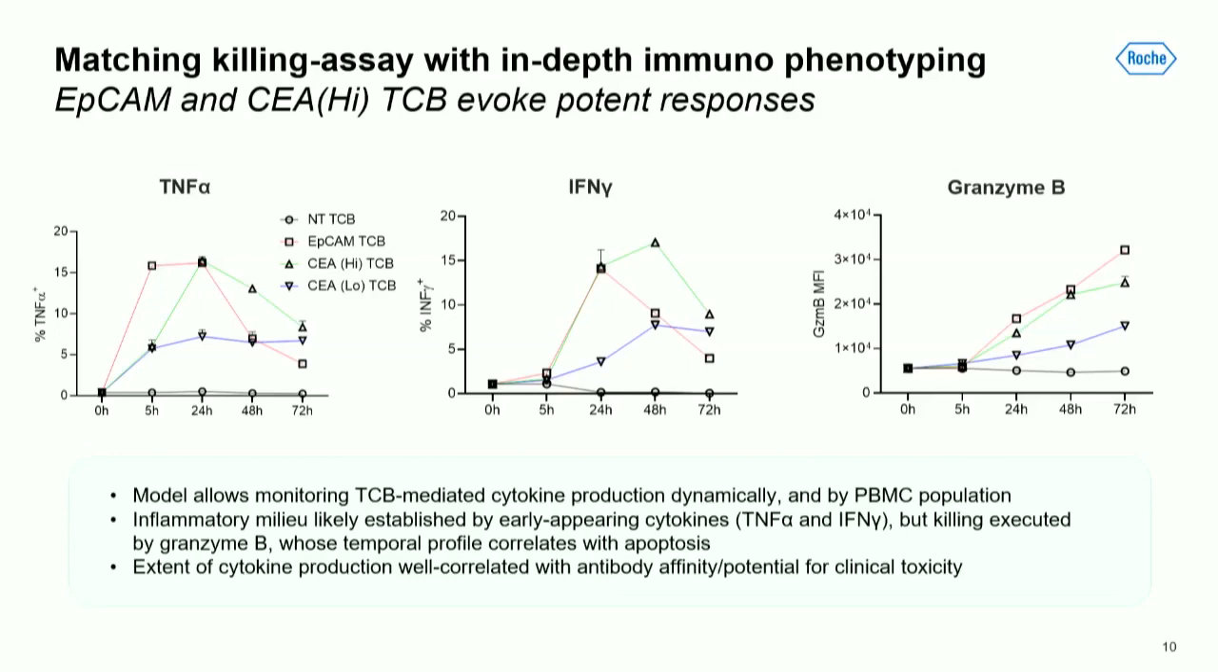But this is when the heavy artillery rolls in, and this is granzyme B, the cytolytic enzyme which is responsible for direct on-target killing of epithelial cells. We see this beautiful correlation between the temporal profile of granzyme B and the apoptosis that I showed you in the previous slide, suggesting that it's granzyme B which is actually responsible for the effect. So again, even with this readout, we see nice correlation between the effect and the antibody affinity and clinical profile. We see the strongest effects with the EpCAM TCB in red, followed by the high affinity CEA TCB.